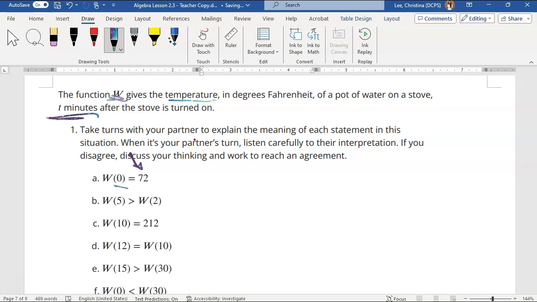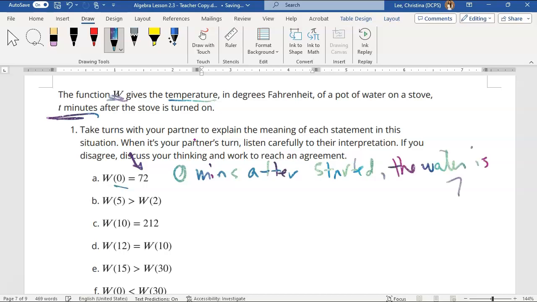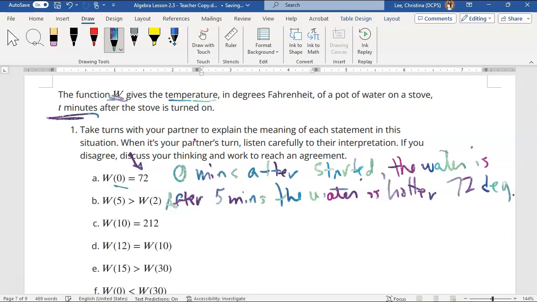So for this one, 0 minutes after starting means they haven't started yet. You could also say that the water is 72 degrees. You could also say the starting temperature is 72 degrees. That would be fine. This would be after 5 minutes, the water is hotter, or the temperature is greater than after 2 minutes. Okay? This means at 10 minutes, it's 212 degrees, and so forth and so on.